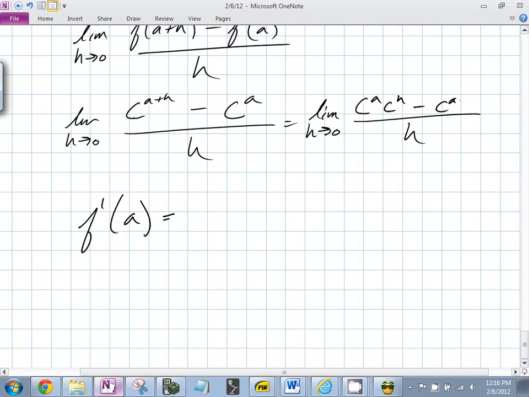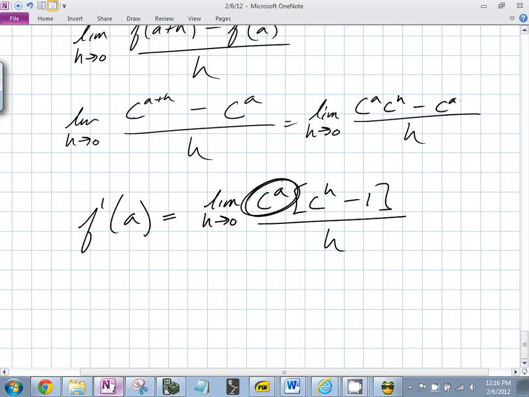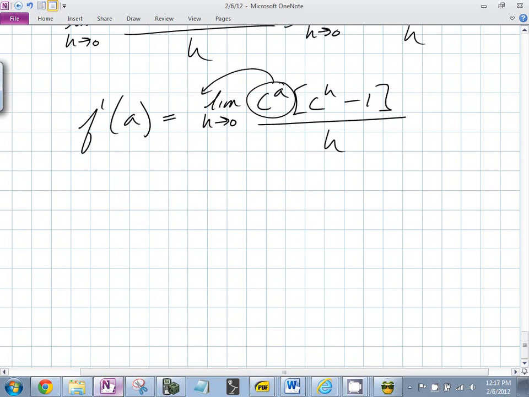So what can we do with this? Where can we bring it? We can bring it to the front. Do you agree with that? Okay, so what do we now know? f prime at a is equal to c to the a times, remember c is just the constant we started with. It could have been 7, 8, or 9, times what? The limit as h goes to 0 of c to the h minus 1 all over h.